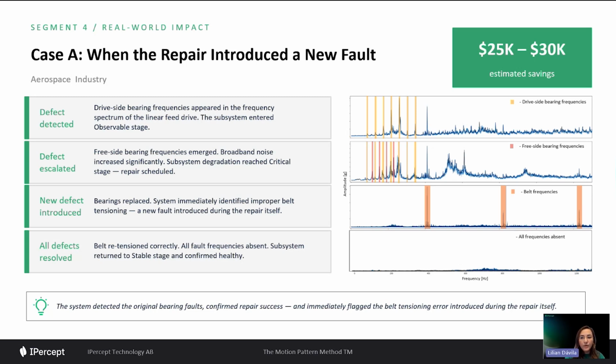In phase 4 now, the belt was retensioned properly and all the frequency content is absent. The subsystem is confirmed stable and healthy. So without the post-repair monitoring here, that machine would have likely caused an unplanned stop from the belt drive defect. How long before that happened? We don't know, but we do know it did not happen.